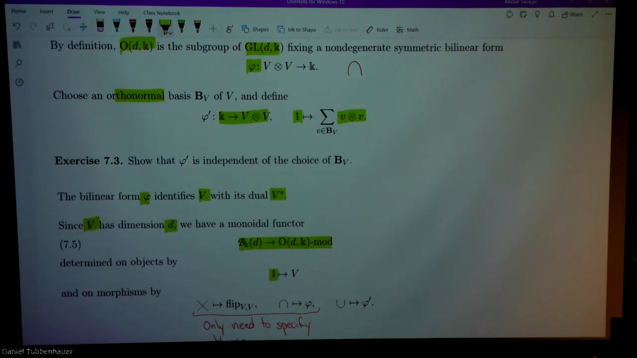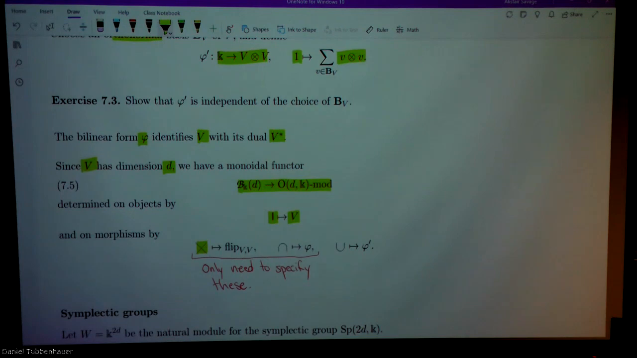So on objects, it sends the generating object of the Brauer category to this natural module V. And on morphisms, it sends the crossing to our usual tensor flip. It sends the cap to the bilinear form, and it sends the cup to this dual of the bilinear form. And in fact, I wrote a little note here. It's uniquely specified by where it sends the crossing and the cap, because of this fact that we've mentioned a couple times that in duality data, once you've fixed either the cup or the cap, the other one's uniquely determined. So it's in fact uniquely defined by the fact that the crossing is sent to the flip and the cap is sent to your bilinear form.